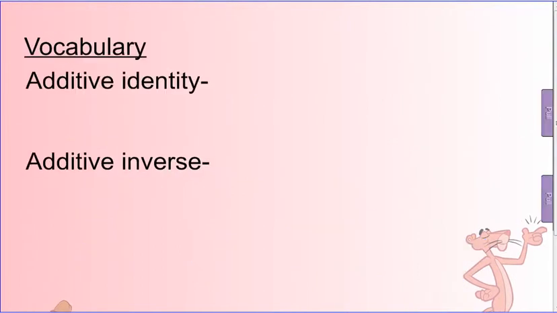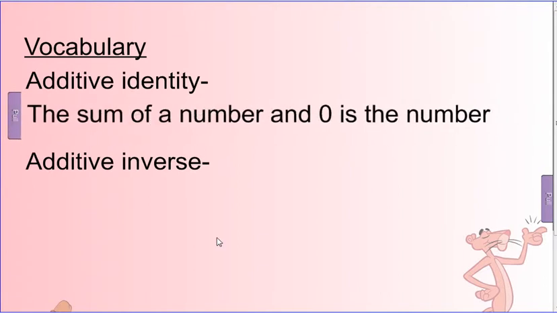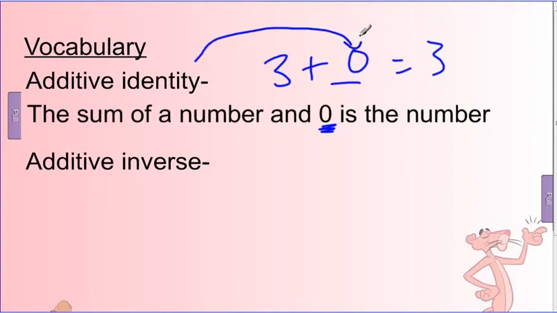We've got 2 vocab words here today. We've got additive identity and additive inverse. These are a couple properties that will come up periodically throughout the lesson or throughout the chapter. So the additive identity is the sum of a number and 0 is the number, meaning the additive identity is this number 0. It's basically 3 plus what number gives you 3, and that number is 0. So 0 is called the additive identity.